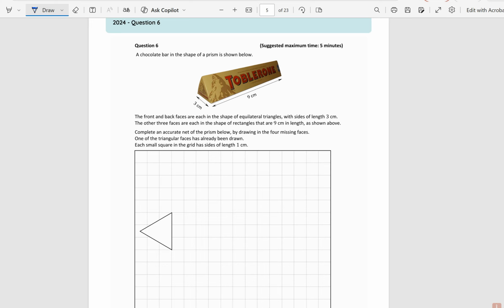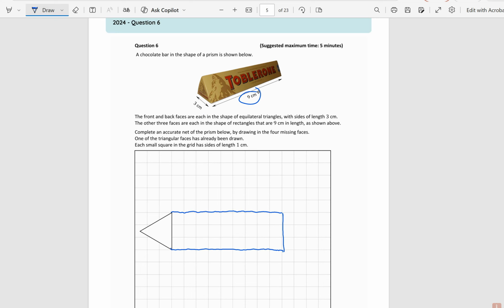Okay, so this one, they're asking us to find the net. The net means we just fold it out. We know here it's 9 centimeters, and each of these blocks stands for a centimeter. So 1, 2, 3, 4, 5, 6, 7, 8, 9. That's the base I'm drawing here. Now, you draw it with a ruler when you're doing it. We'll go to the other triangle. So it's 3, yeah.